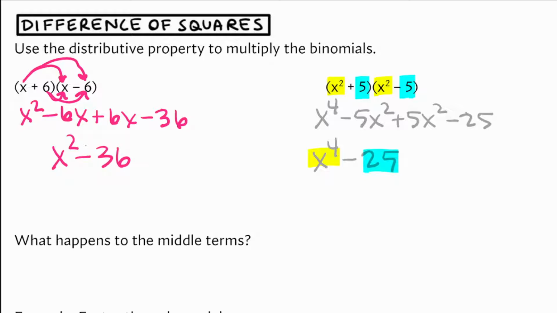Okay. So what happens in the middle terms? They add to 0, is what I would say. And that's what we're seeing with the difference of two squares pattern, is that you've got x squared, you've got a number squared, and no middle term. So we know that middle term has a coefficient of 0.